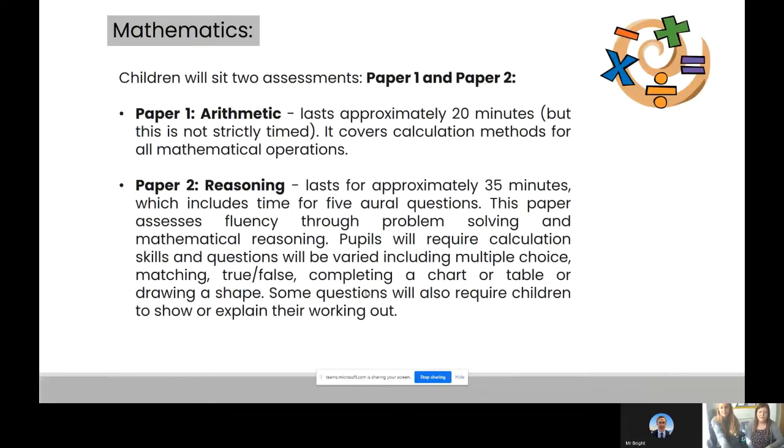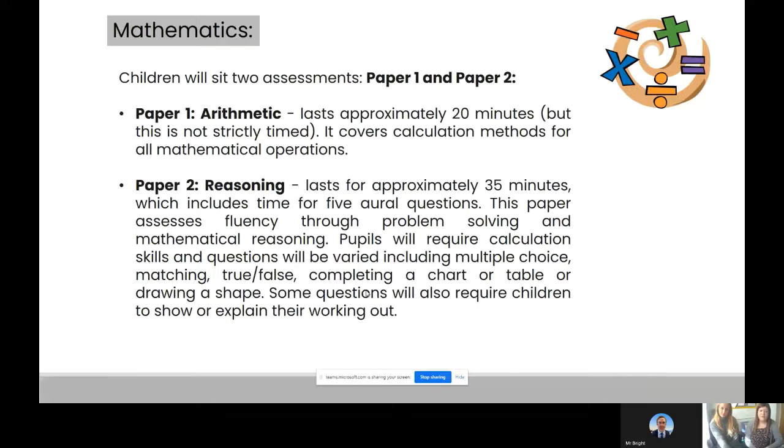Okay, so moving on to maths then. Again, there are 2 papers. Paper 1 is the arithmetic paper, and this one covers all the calculation methods for the operations. So the 4 operations being addition, subtraction, multiplication and division, and the children will use strategies that they've been learning to work out all of their answers. Again, the timings, they're not strict on that, so your child can take as long as they need.